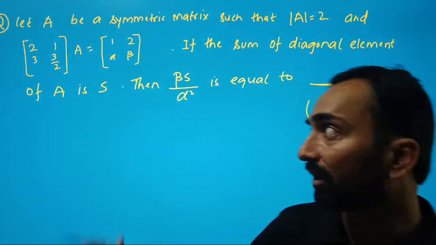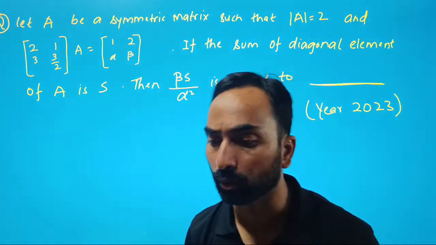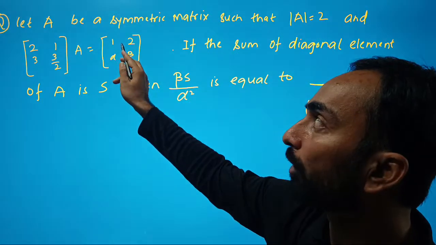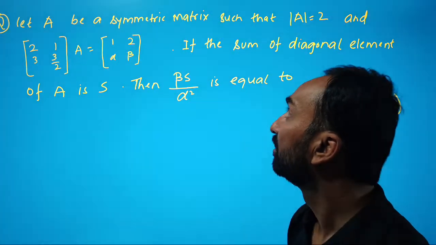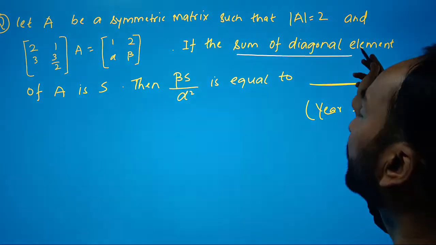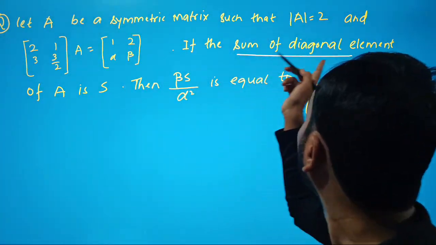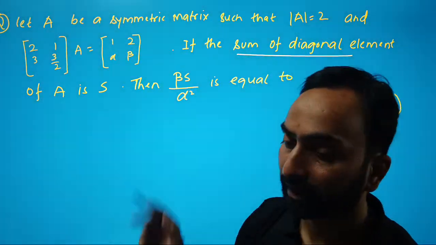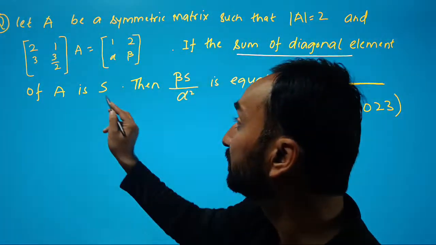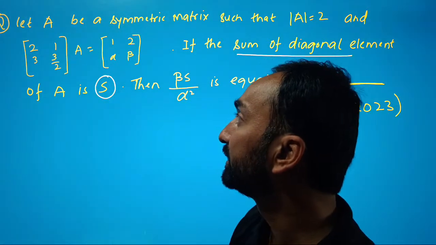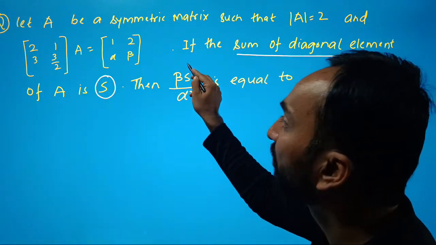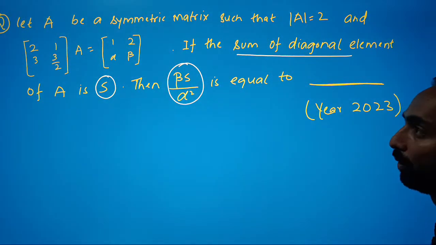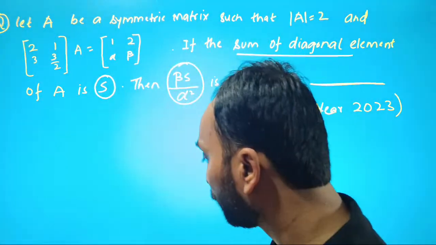So it is given that the matrix [[2, 1], [3, 3/2]], when multiplied by the matrix A, which is a symmetric matrix, is equal to [[1, 2], [alpha, beta]]. Further, the question says, if the sum of the diagonal elements of A is S, then we have to find beta S upon alpha square. So how to proceed in this question?